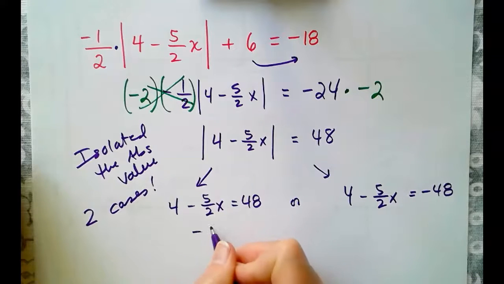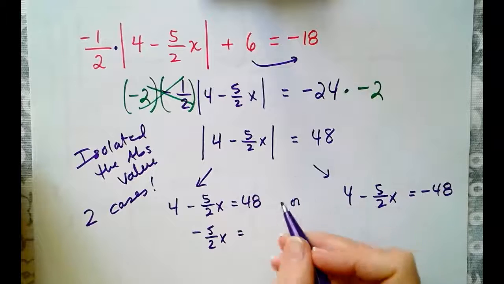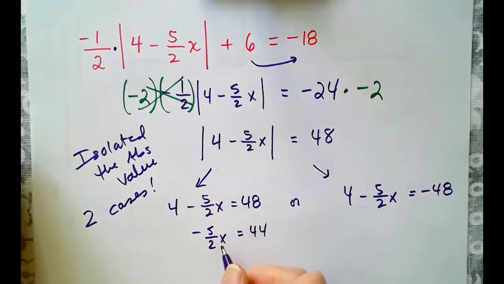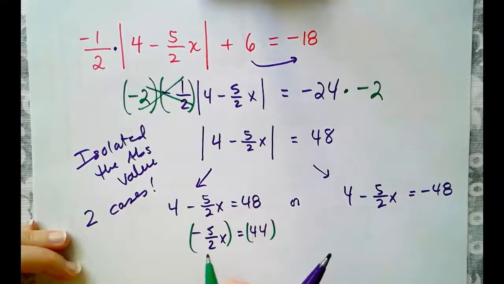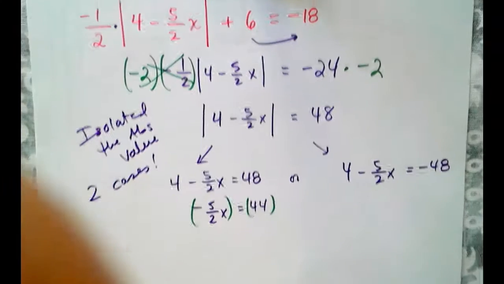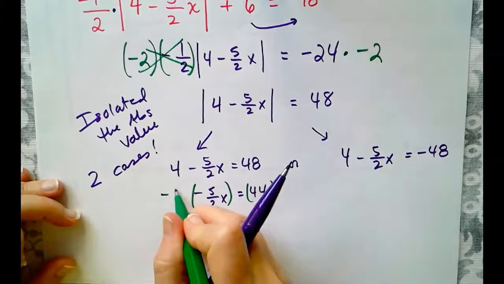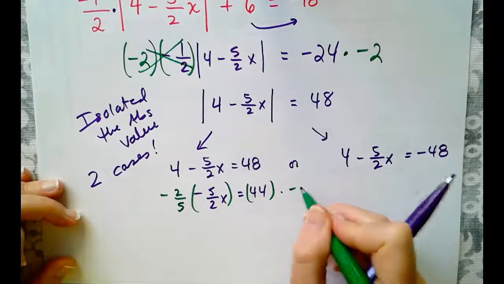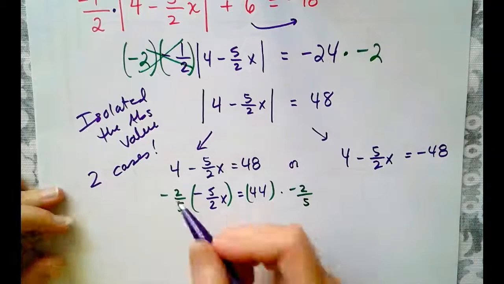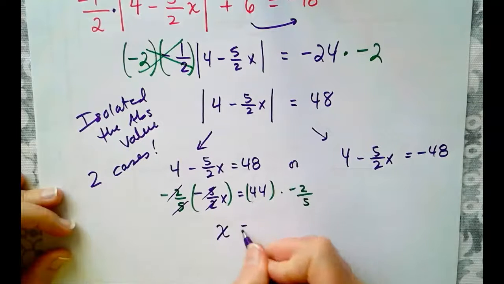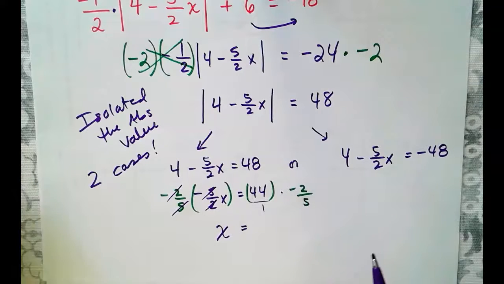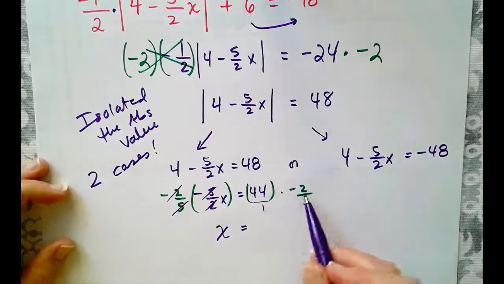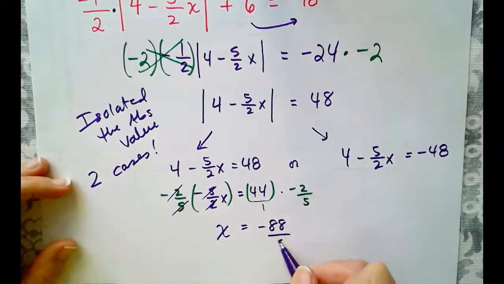So move the 4 over, and we get negative 5 halves x equals 44. And once again, we're going to use a reciprocal in order to solve for x. The reciprocal of negative 5 over 2 is negative 2/5. Yes, reciprocals have like signs. So cancel, cancel, cancel, cancel. We get x. And then we have 44 times negative 2/5. Now, nothing's going to cancel here. We are going to get a fraction for our answer, and fractions are our friends. So 44 times negative 2 is negative 88 over 5.